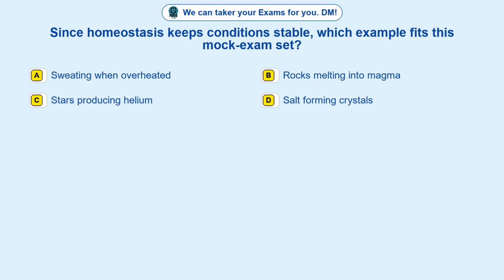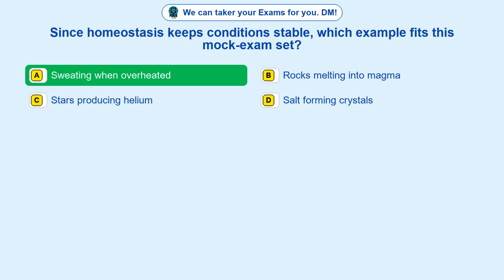Question 20. Since homeostasis keeps conditions stable, which example fits this mock exam set? Option A. Sweating when overheated. Option B. Rocks melting into magma. Option C. Stars producing helium. Option D. Salt forming crystals. The correct answer is option A.